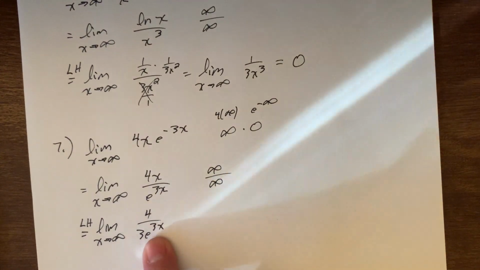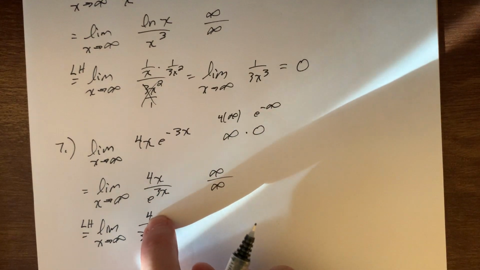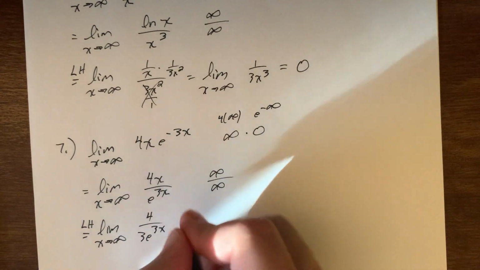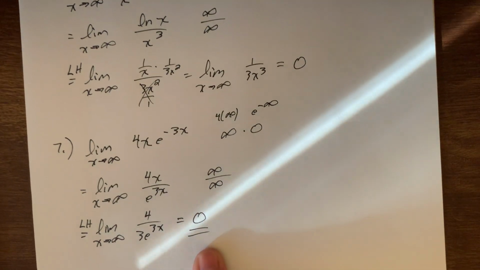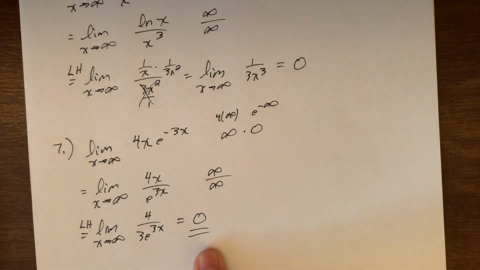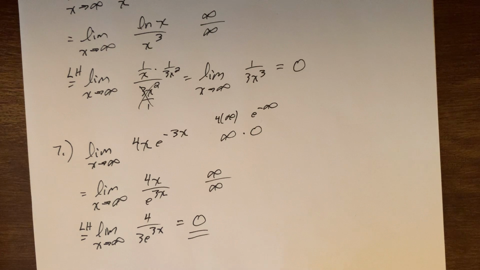Derivative of the top over derivative of the bottom. Try plugging in. 4 over 3e to the infinity. 4 over infinity gives us an answer of 0. Let me show you a quick little thing on this problem before we move on and do another.